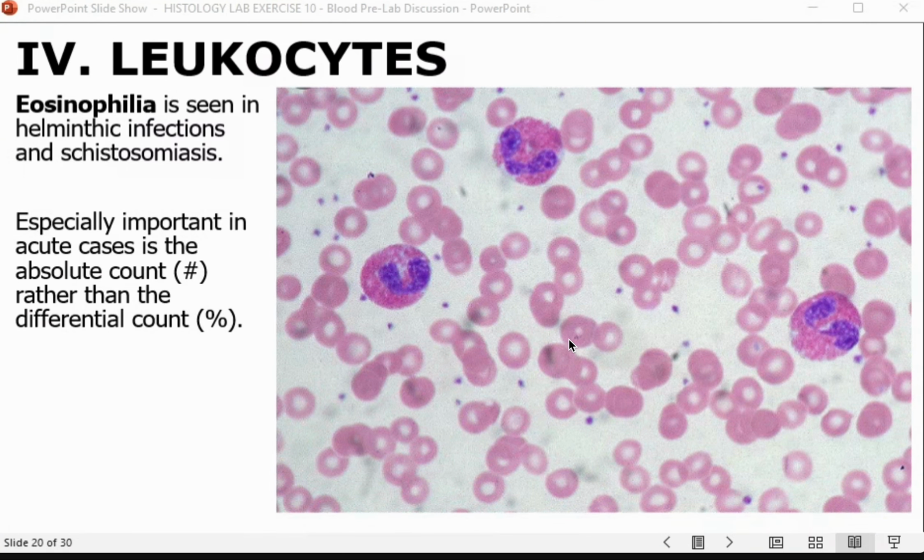The normal absolute count of your, and let me just look it up. I forgot already. So the normal absolute eosinophil count is 30 to 350 cells per MCL. But if in a high count where you get twice that usually, then that would be more clinically important compared to just saying, mataas yung or mababa yung differential count. Yeah. So absolute count is more important in eosinophils.